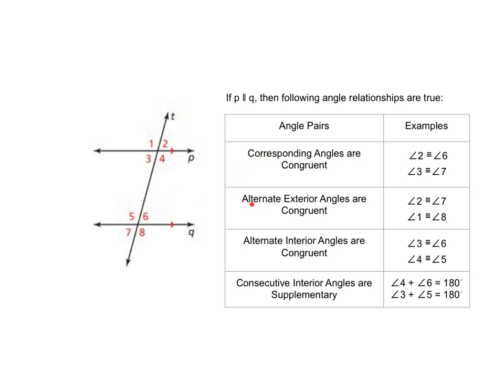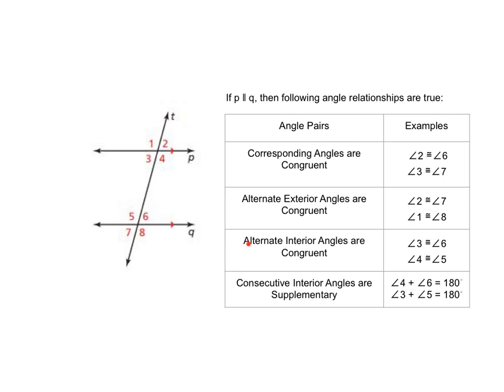Second relationship, alternate exterior angles are congruent. For example, angle 2 and angle 7, they are on different sides of the transversal, and they are outside the two parallel lines, so they are alternate exterior angles. And they have the same measure, they are congruent to each other. Similarly, angle 1 and angle 8 are congruent.